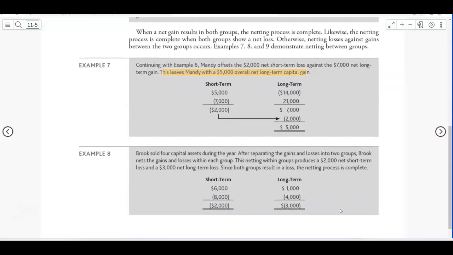Every year 3,000. So Brooks sold 4 capital assets during the year. After separating the gains and losses into 2 groups, Brooks nets the gains and losses within each group. This netting within the group produces 2,000 net short-term loss and 3,000 net long-term loss. Since both groups result in loss, the netting process is complete. And you keep this and you carry forward to use it in future.